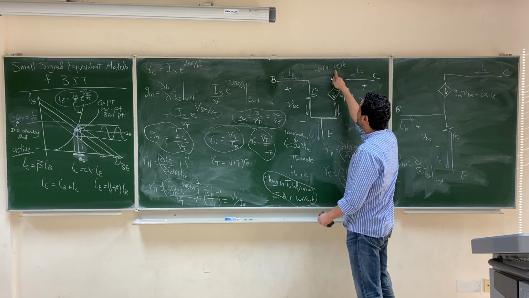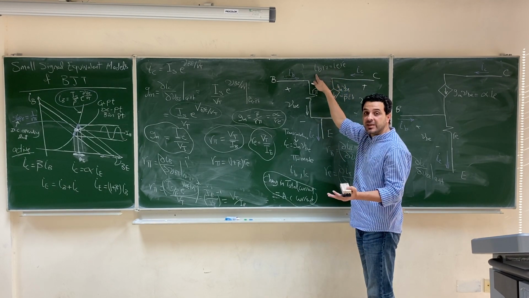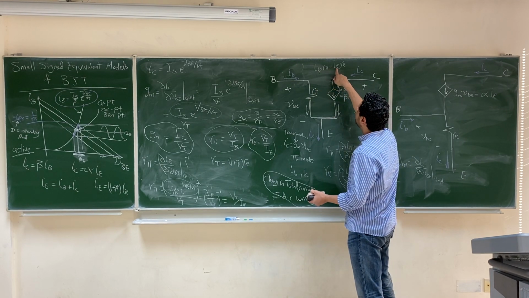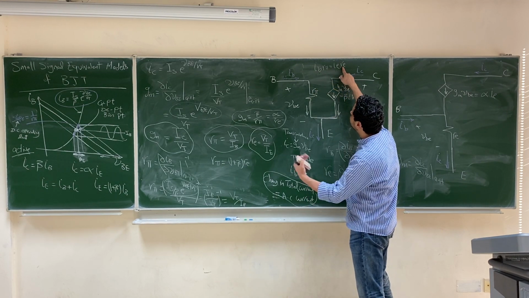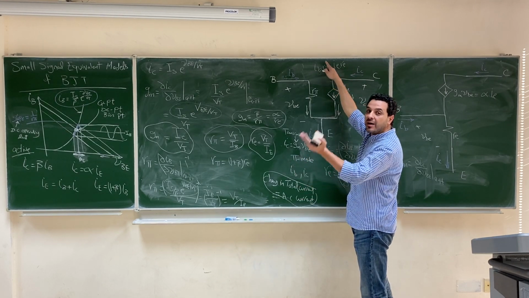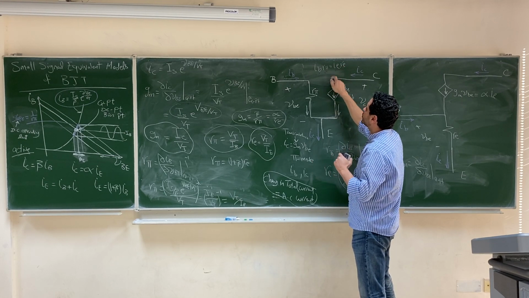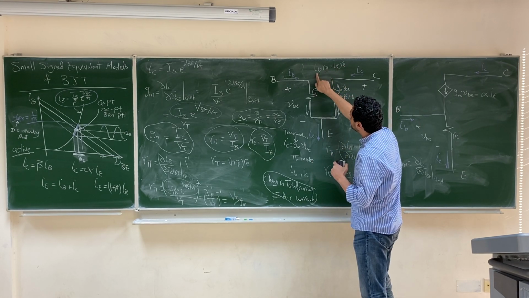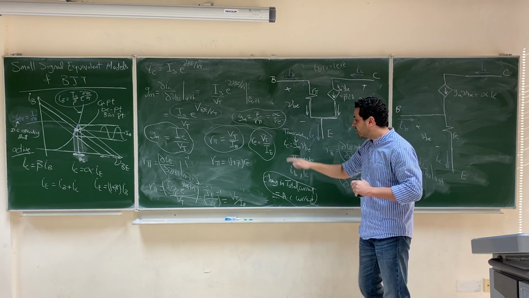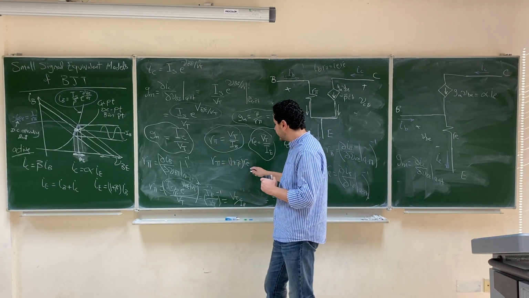And because IE is higher than I base by a factor 1 plus beta, IE equals 1 plus beta I base in the active region, right? Then because IE is higher, RE must be lower. Or in other words, R pi must be higher than RE by a factor 1 plus beta. So because IE is higher than IB, then R pi must be higher than RE by a factor 1 plus beta. R pi equals 1 plus beta RE.